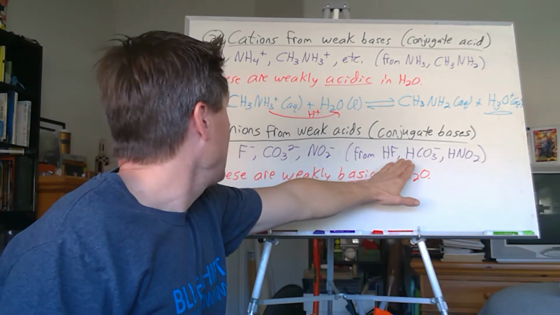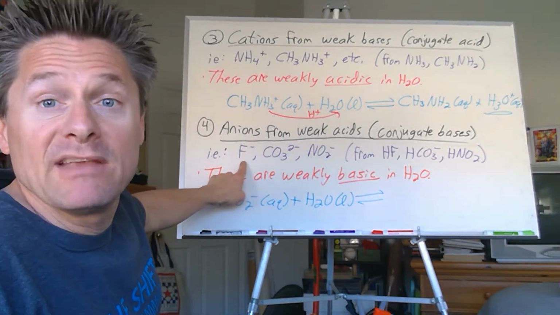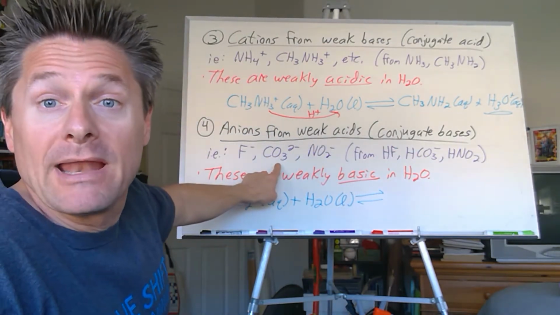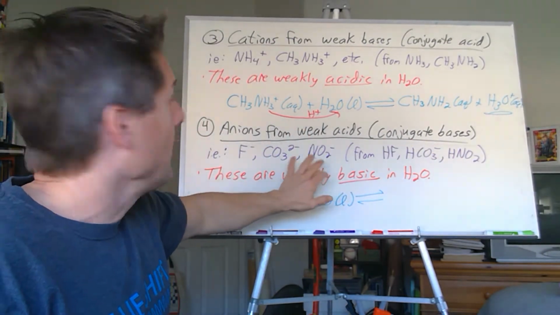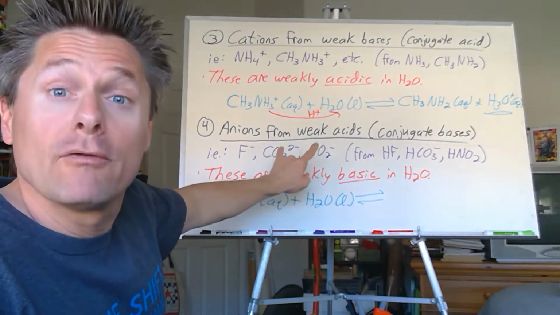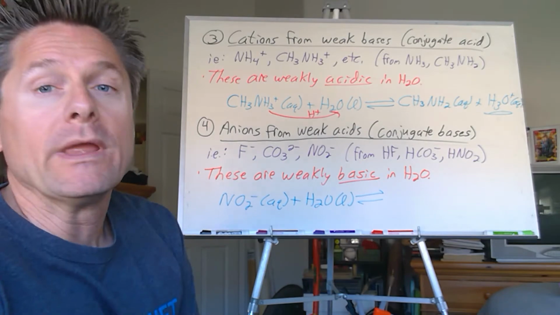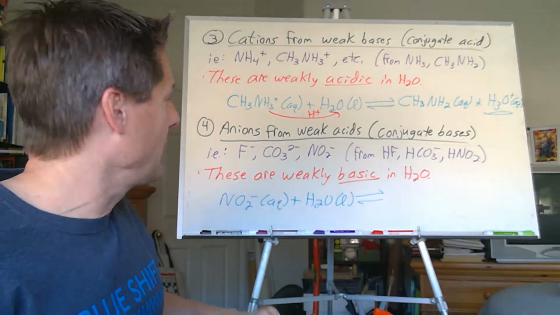Any of those, after they lose their H plus, will produce this. So HF becomes the conjugate base, the fluoride ion. The bicarbonate ion becomes the carbonate ion. Nitrous acid becomes the nitrite ion. So these are their conjugate bases. These are stronger than water on the acid base table, so they will react with water, and they will form weakly basic solutions with pHs greater than 7. And we can do ICE tables with that.